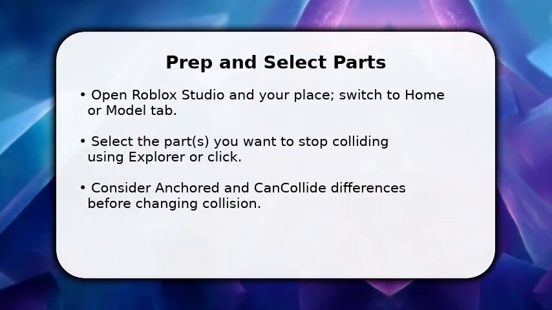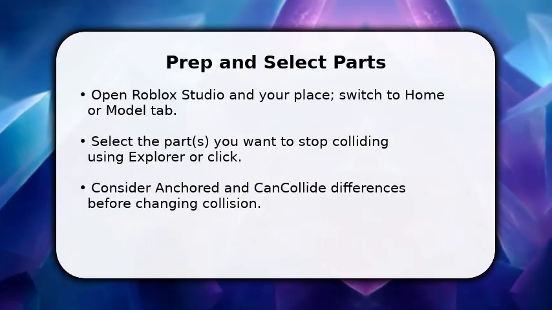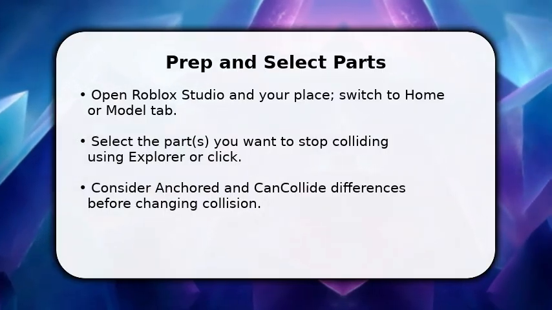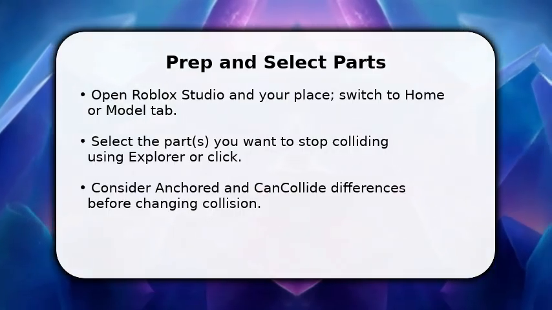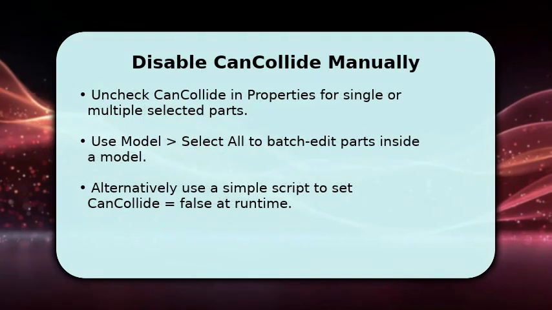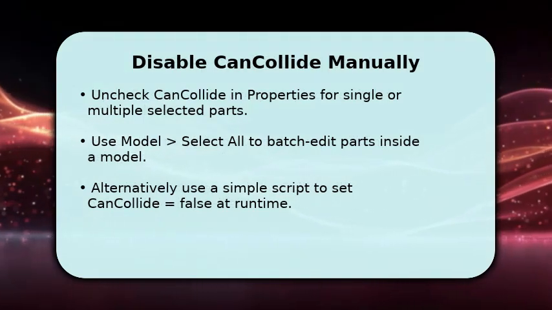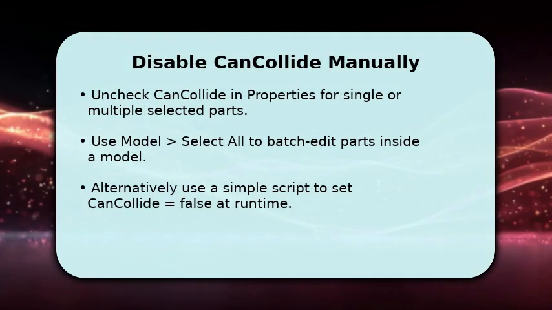You do this now to avoid unexpected physics during testing and to prepare for either per-part changes or a script-based solution. Now you actually turn off collision. With parts selected, open Properties and uncheck Can Collide. That immediately prevents physics collisions.